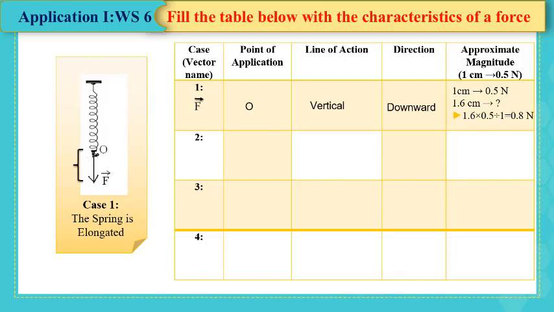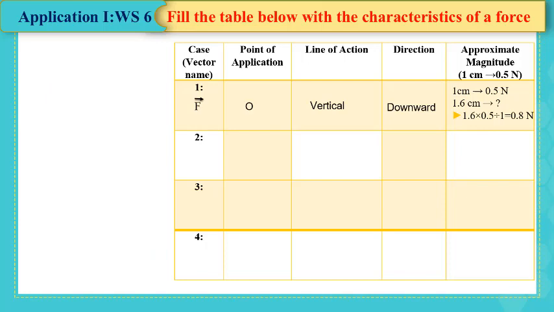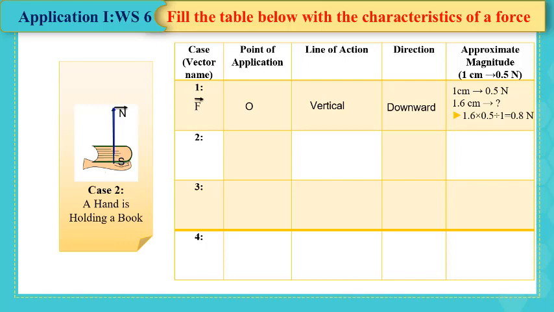Let's try with the second case. A hand is holding a book. What do we call the vector? The name of the vector is N vector. Always the vector has an arrow over the letter. What is the point of application here? Observe the case. It is point S. The point of application is S.